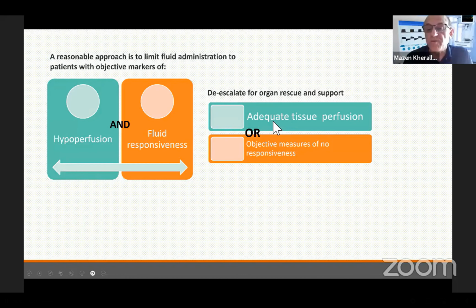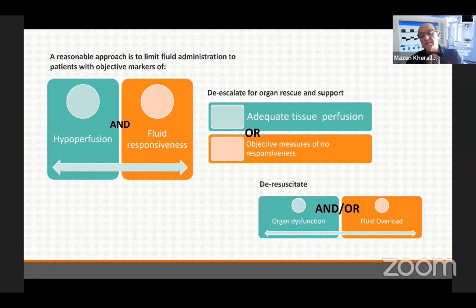And if the patient is fluid responsive, but has adequate tissue perfusion while you're giving the fluid, you need to de-escalate. So if you have adequate tissue perfusion, you don't need to give any further fluid, and you don't need to assess for fluid responsiveness. If the patient does not have adequate tissue perfusion, at that time, assess for responsiveness. If there's no responsiveness, at that time, don't give fluid.